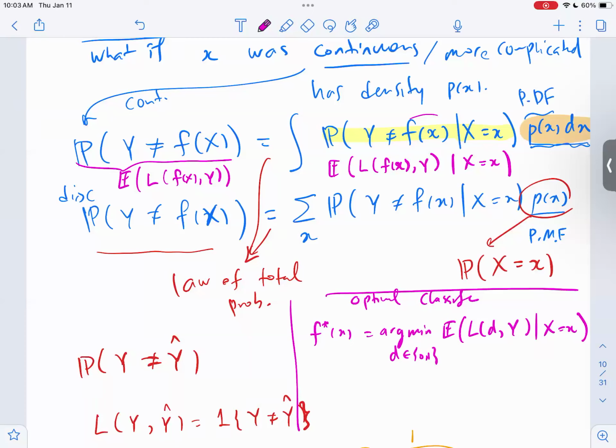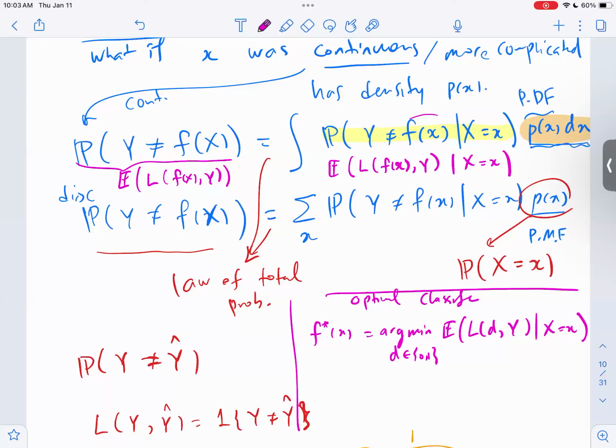It's just that this is now a random variable. It takes two values. You plug in y equals 0. So the random variable takes two values, L(d, 0) and L(d, 1), with probabilities of y equal to 0 given x and y equal to 1 given x.